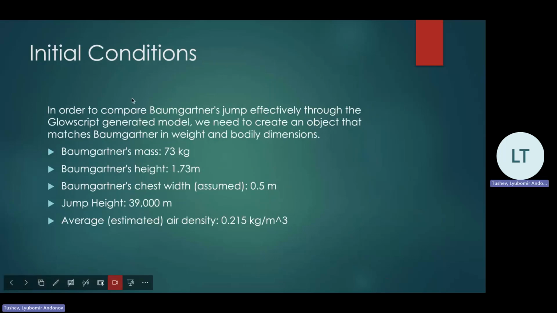Initial conditions of the lab. In order to compare Baumgartner's jump effectively to the GlowScript generated model, we need to create an object that matches Baumgartner's bodily dimensions, both in weight, height, and width. Here are Baumgartner's mass, height, chest width, as well as the height he jumped from.